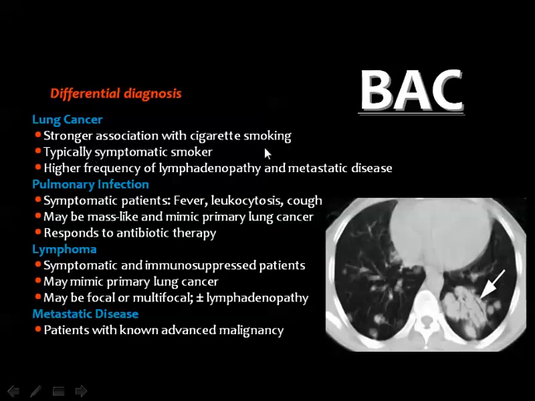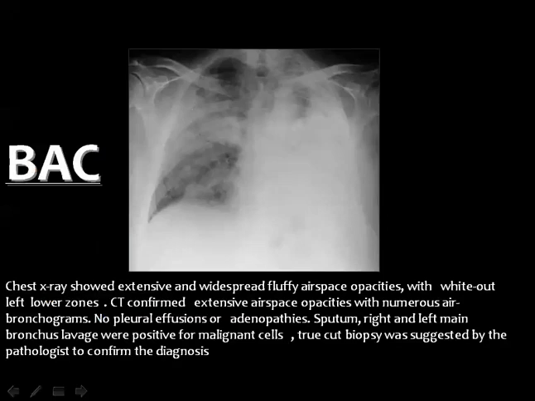Lung cancer has a strong association with smoking. Bronchoalveolar is not, and there are symptoms, and there is a high frequency of lymphadenopathy and metastatic disease, which is not seen here. In pulmonary infection, you got fever, you got leukocytosis, you got cough, and the opacity is just a consolidation with air bronchogram, and it responds quickly to antibiotics. Lymphoma is one of the underlying causes that can produce a similar appearance. And metastatic disease, usually you may know that the patient had a primary malignancy.